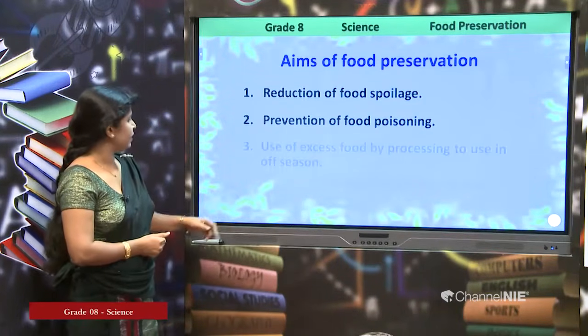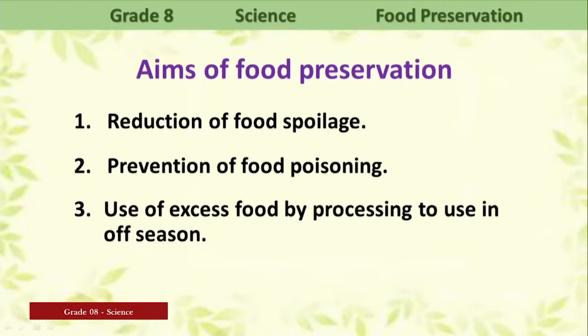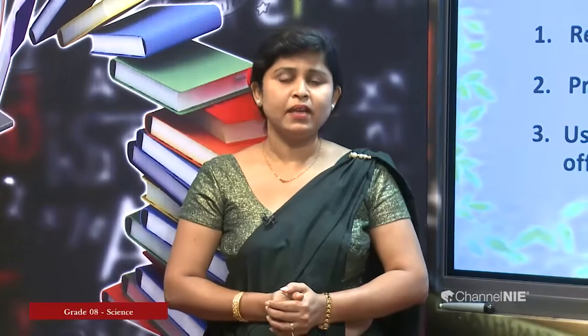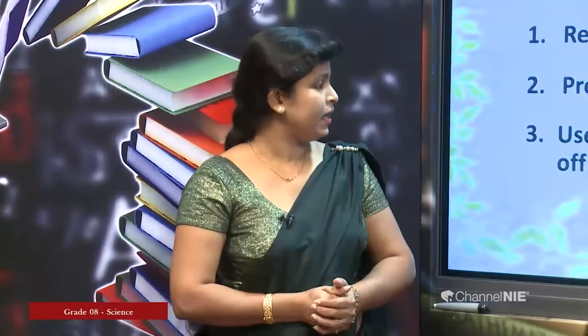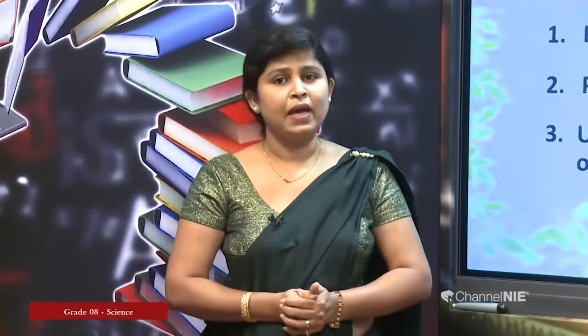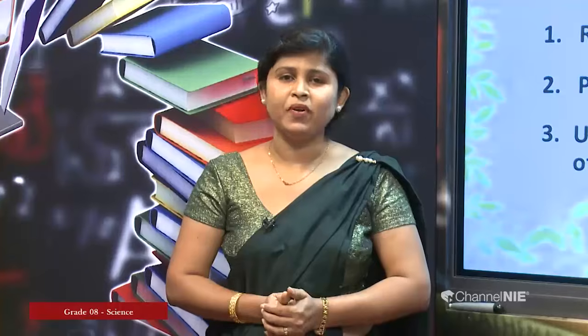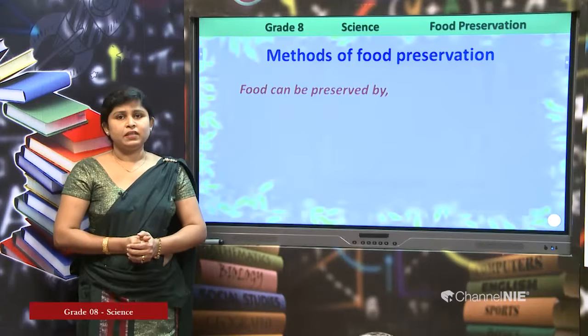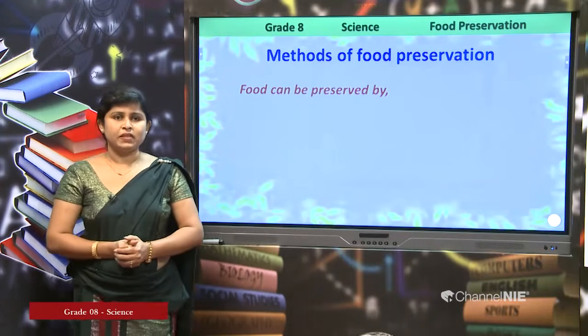Let us see the third one. Use of excess food by processing to use in off season, right. You know there are certain types of food that can be consumed within 1 or 2 seasons in 1 year, right. The excess food or surplus can be used in off seasons also by preserving them. We can keep them for a long time. It is very important.